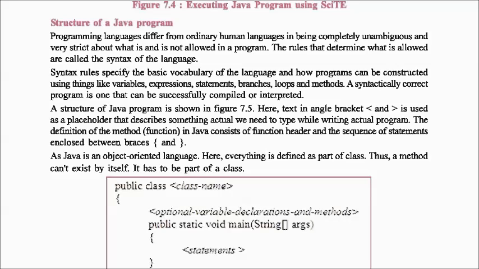Here, text in angle brackets is used as a placeholder that describes something actual we need to type while writing the actual program. The definition of a method, or we can say function, in Java consists of a function header and a sequence of statements enclosed between braces. Braces means brackets. As Java is an object oriented language, everything is defined as part of a class. Thus, a method can't exist by itself, it has to be part of a class.